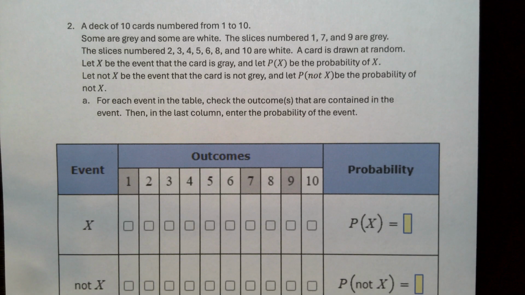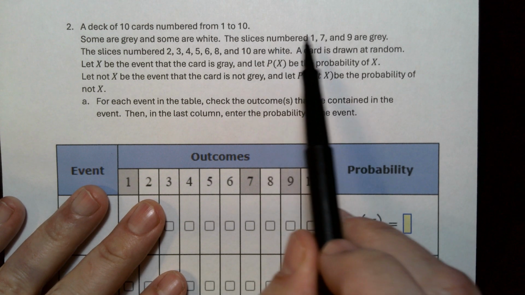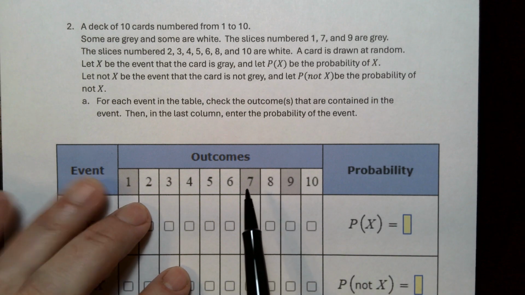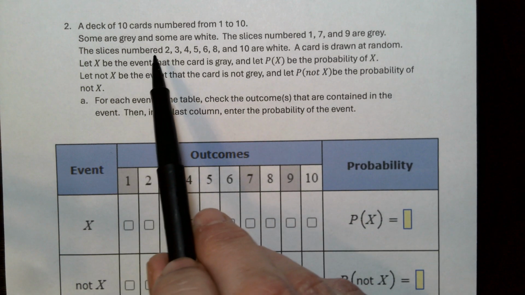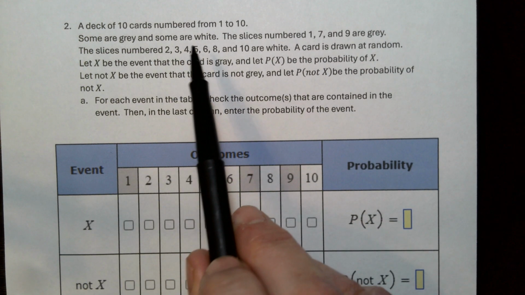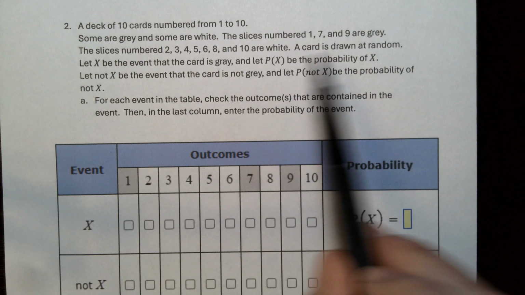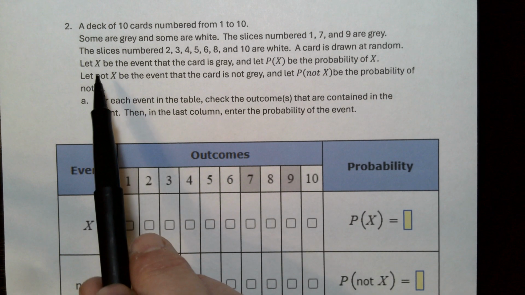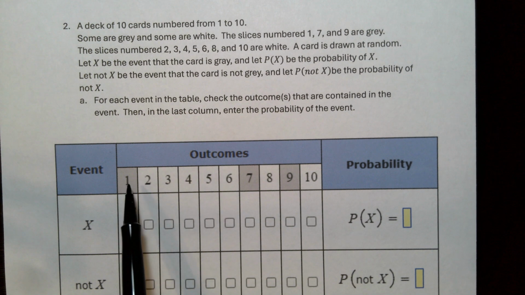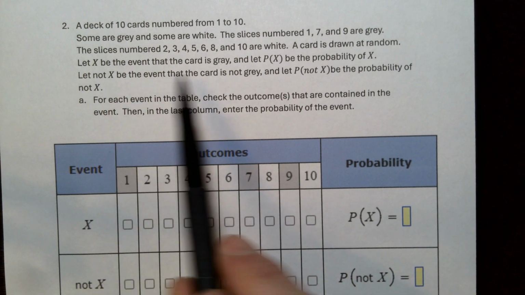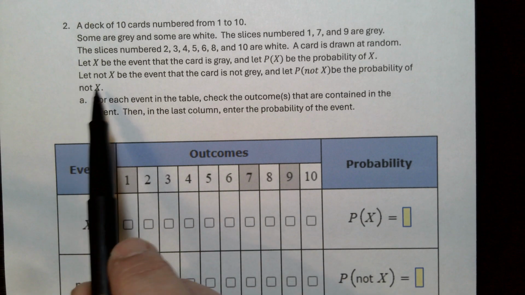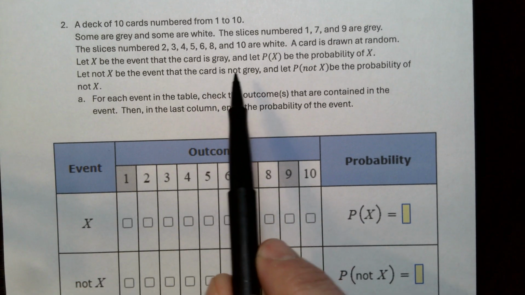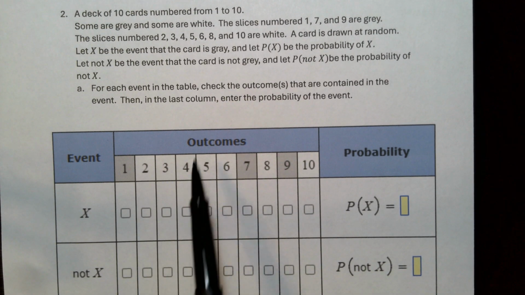A deck of 10 cards numbered from 1 to 10. Some are gray, some are white. The cards numbered 1, 7, and 9 are gray. It's here: 1, 7, and 9 are gray. The cards numbered 2, 3, 4, 5, 6, 8, and 10 are white. Okay, a card is drawn at random. X is the event that the card is gray. That's this. And P of X is the probability of X. That's what we're going to figure out here. And then not X is the event that the card is not gray, so thus white. That would be all these that are white.